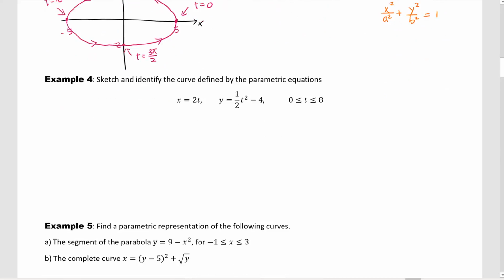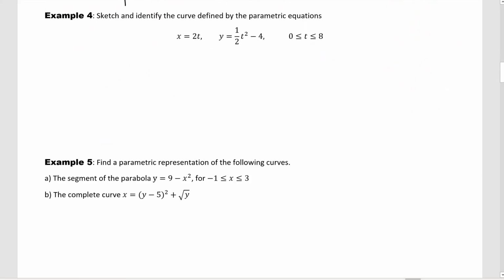Alright, let's look at example 4. Sketching and identifying the curve defined by the parametric equations. Here we want to get rid of the t. So how do we get rid of the t? Well, we can use the substitution method to get rid of the t.